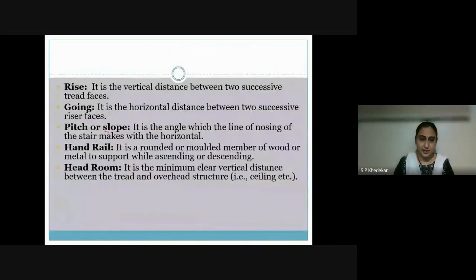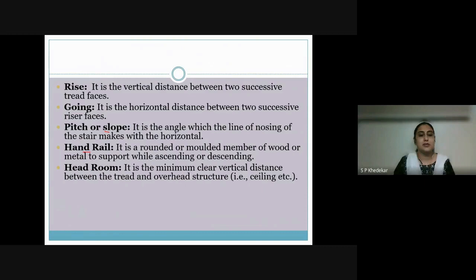Then comes the handrail. As the name itself indicates, a handrail is nothing but the member which is provided to support. So basically, when there are more steps, we require some support on which our hand can rest. This rail is called a handrail.